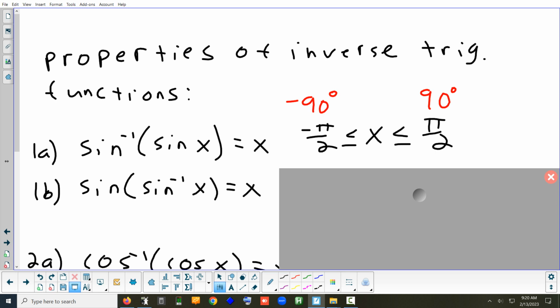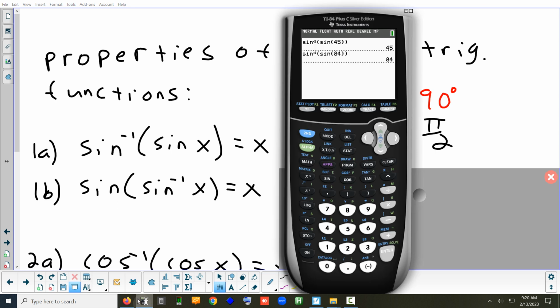Watch what happens if you plug in a number that's not between negative 90 and 90 into Formula 1a. Somebody give me a number that's not between negative 90 and 90. 302? Yeah, that works. Well, I definitely did not get back the same answer I typed. There's a pattern to the answer you get back. We're not really worried about that pattern right now. But the point is, it didn't work.